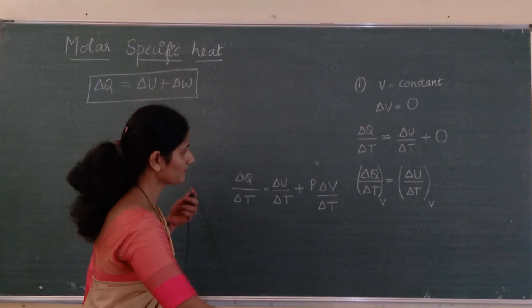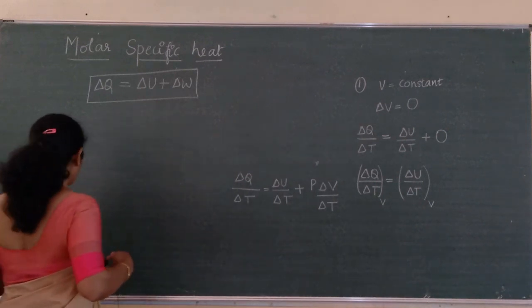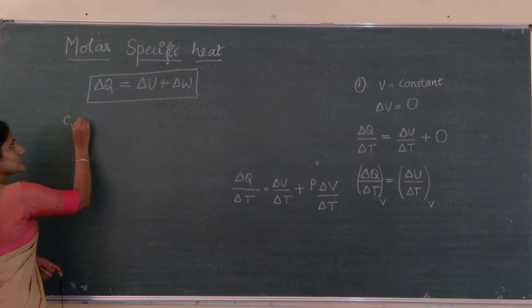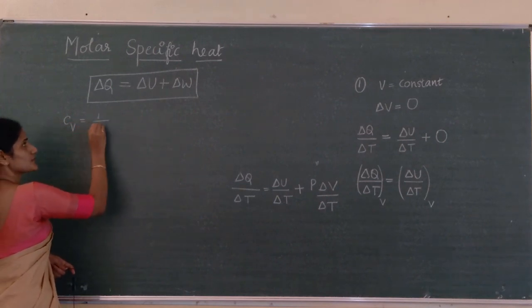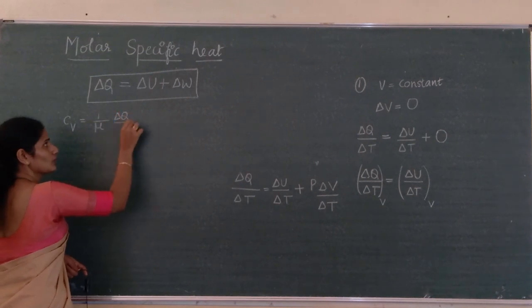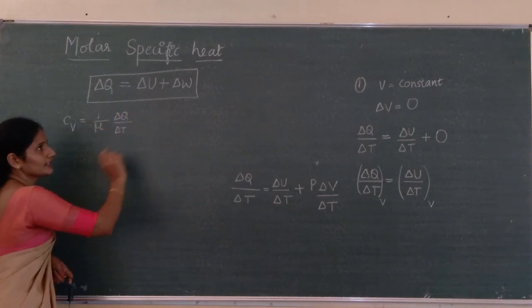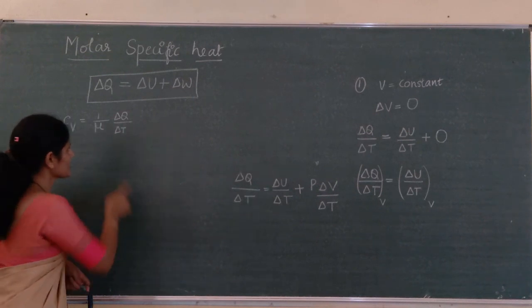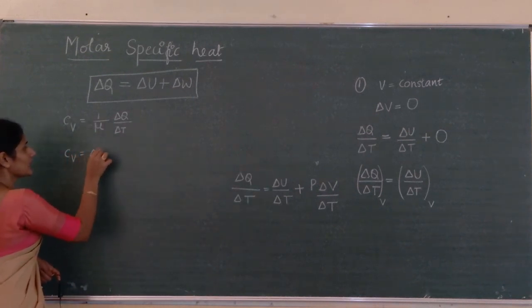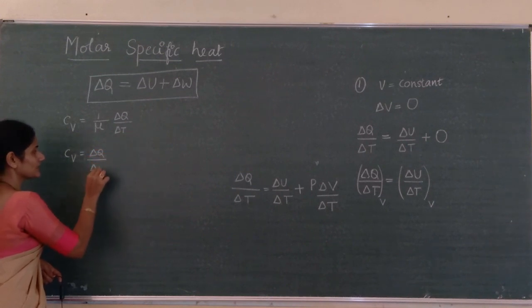We know that molar specific heat capacity at constant volume Cv is equal to, what is the expression for Cv? 1 by mu delta Q divided by delta T. Here we are taking 1 mole of gas, so mu is equal to 1. So Cv is equal to delta Q divided by delta T.